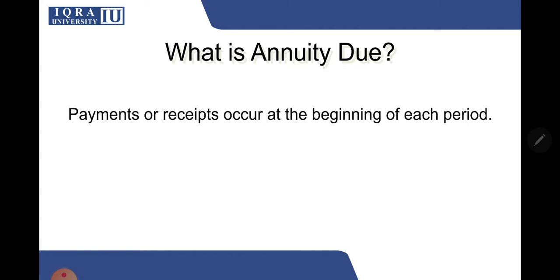So you already know that annuity has three characteristics. Number one is that the installment has to be fixed, so it's an equal amount. Two is that it has to be equidistant, and third is that you need to know when the cash flow is going to end. And if the payments or receipts are coming at the beginning of each period, then that is going to be an annuity due.